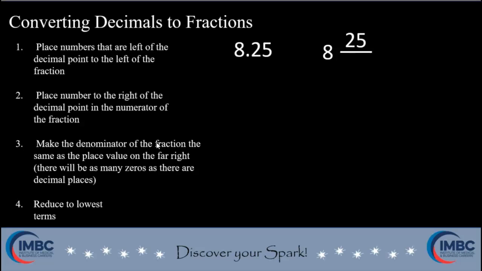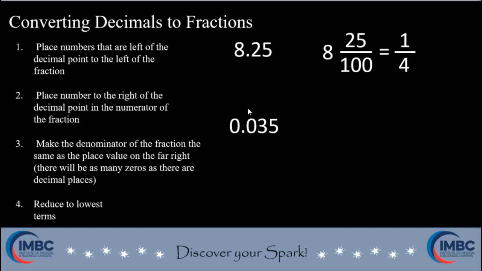And then make the denominator of the fraction the same as the place value on the far right. So place value on the far right is hundredths, and so 25 hundredths. And then, again, step 4, reduce to lowest terms. I can see that 25 will go into 100 4 times, so 25 goes into 25 one time, and it goes into 100 4 times. So, final answer, 8 1/4.